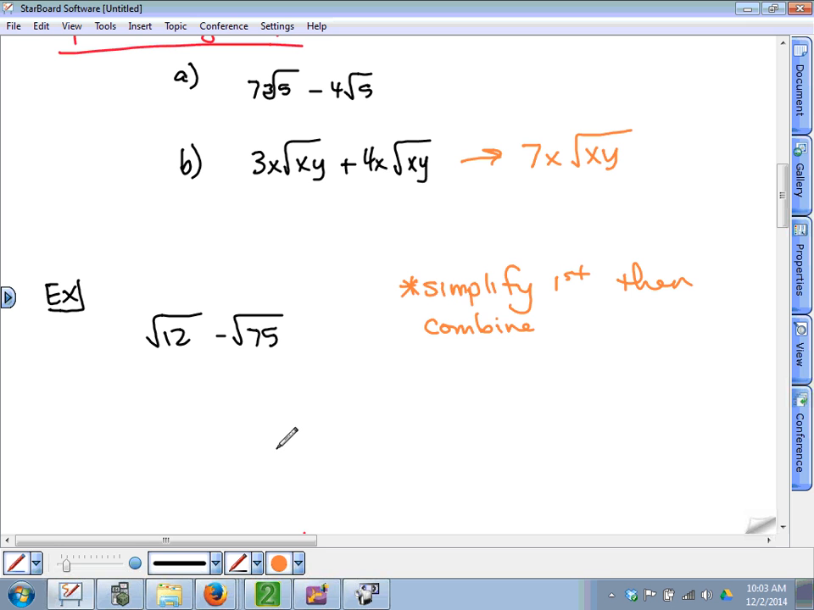Simplify the square root of 12, and then simplify the square root of 75, and maybe, just maybe, we'll be able to do something with it. Well, let's see. The square root of 12. Come on, you guys know this. What is 12? 4 times 3. All right. 75 is 25 times 3. I see where they're going with this.